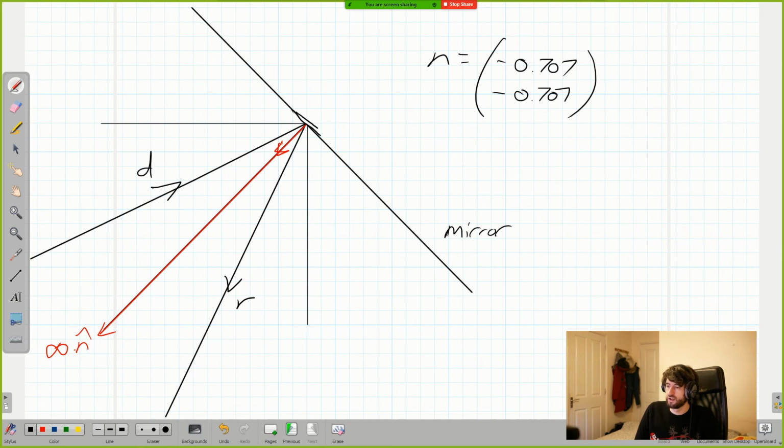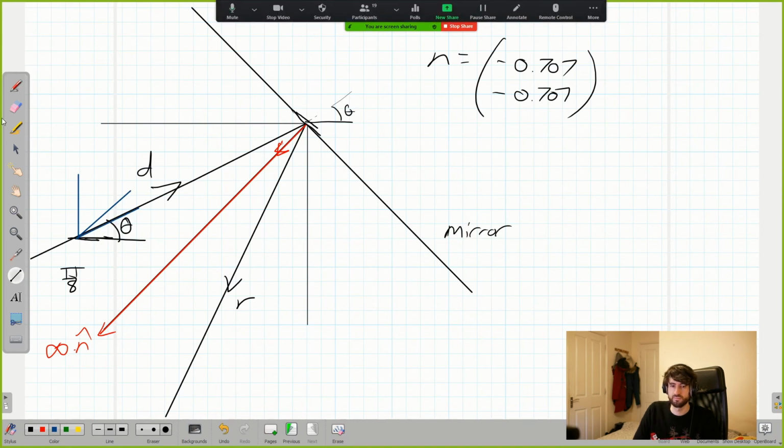And if this is d, and d has some angle theta here, then this theta is going to be equal to pi over 8. Because if you look at it, this vector would be pi over 2, that's a quarter turn, 90 degrees. Then this vector would be pi over 4, and this vector here, where we're going 2 across 4 up, that's pi over 8.